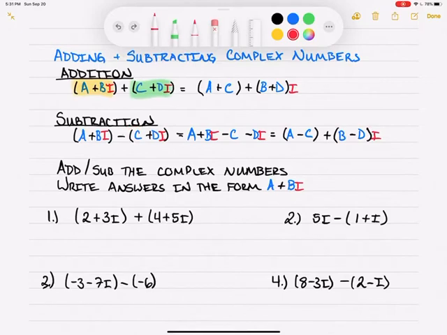All right, we're going to go ahead and get started. So with these examples, we're going to add and subtract our complex numbers and write answers in the form a plus bi because this is the proper way to write a complex number.